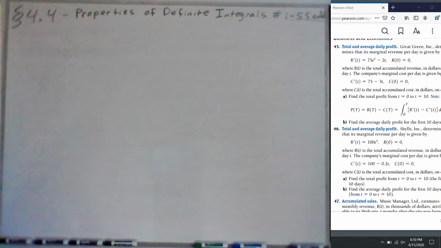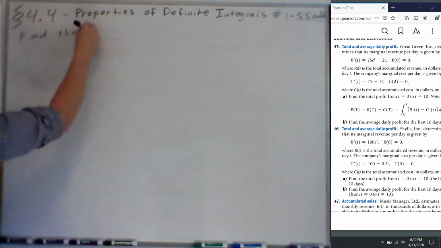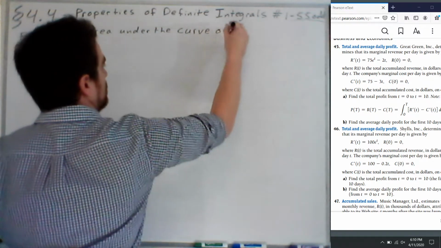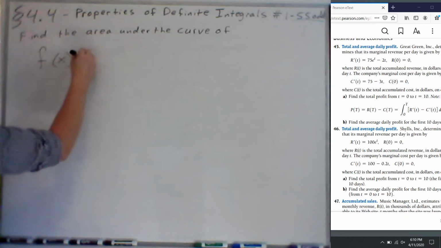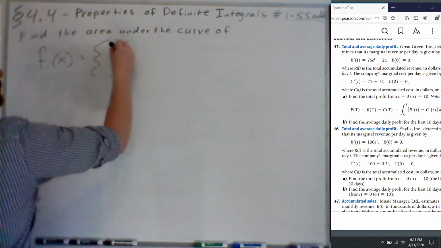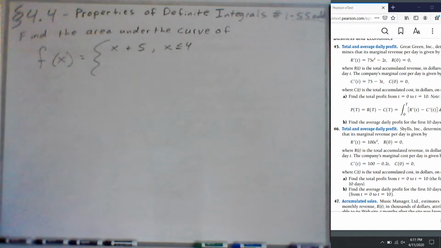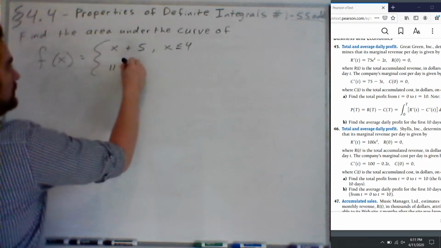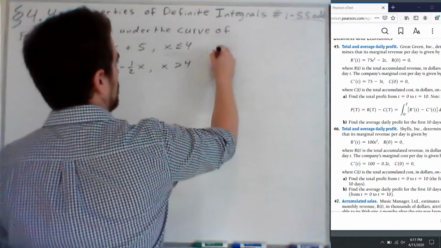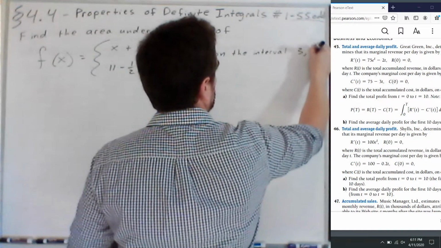of a piecewise function. So let's say we want to find the area under the curve of f of x equals, and we'll define it using a piecewise function, x plus 5 for x less than or equal to 4, and 11 minus 1/2 x when x is greater than 4, on the interval 3 to 5.